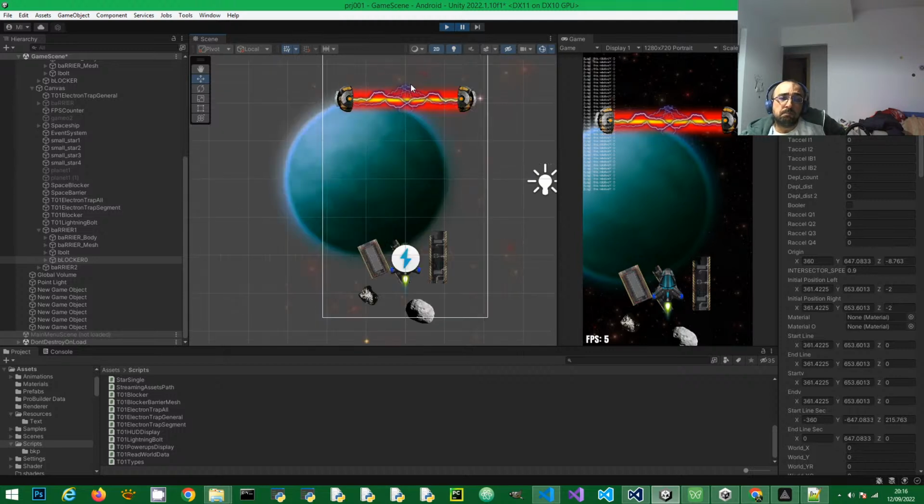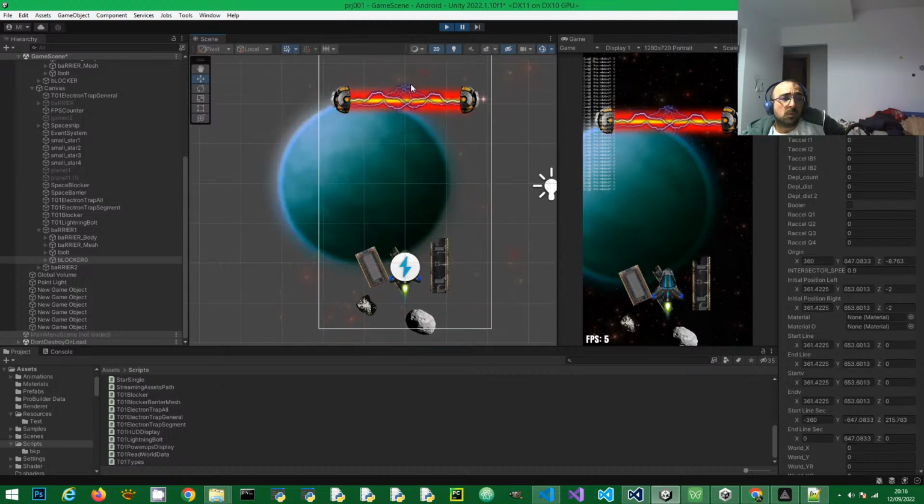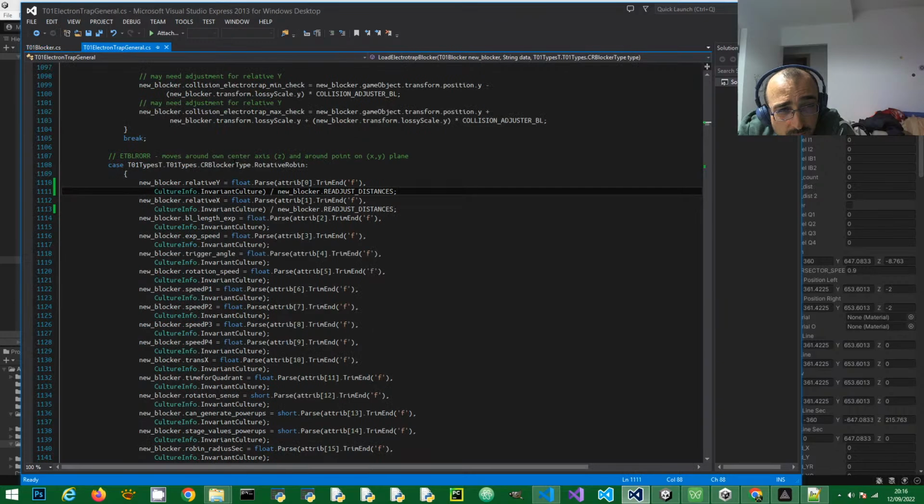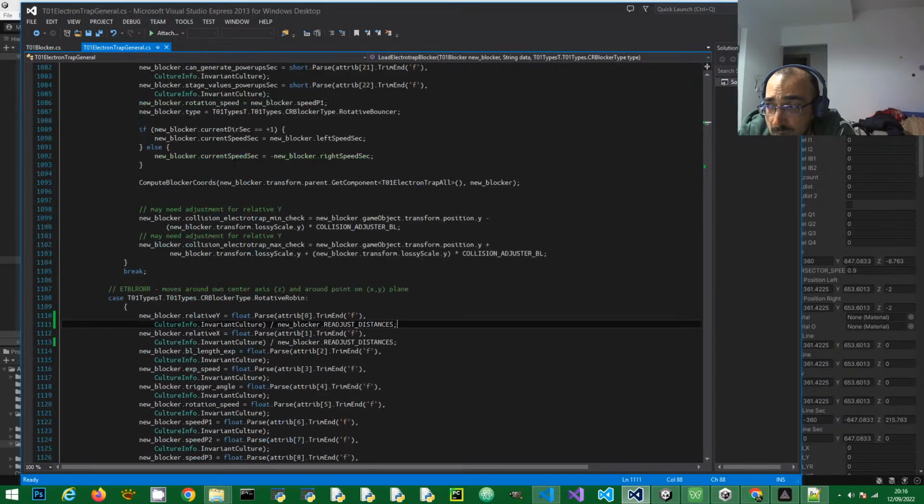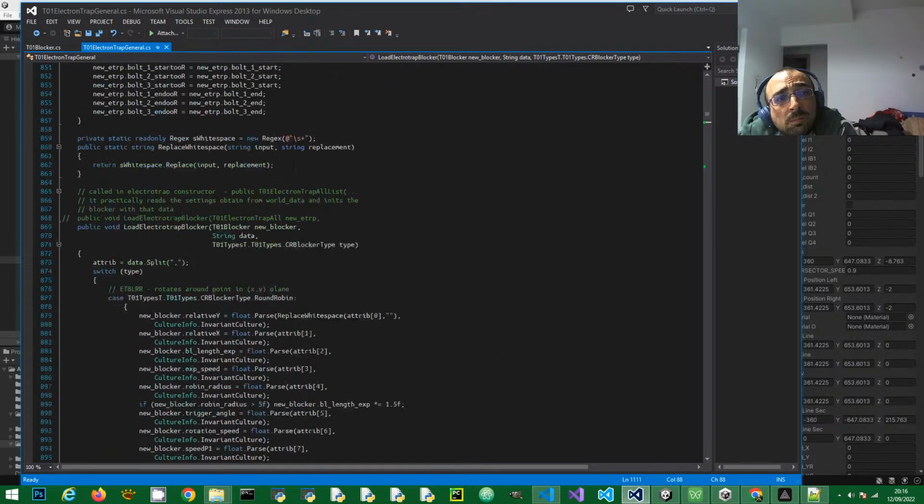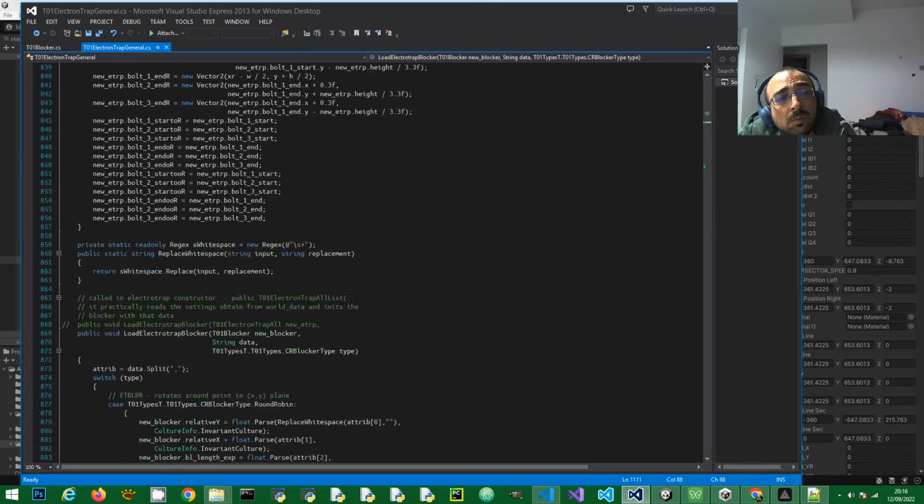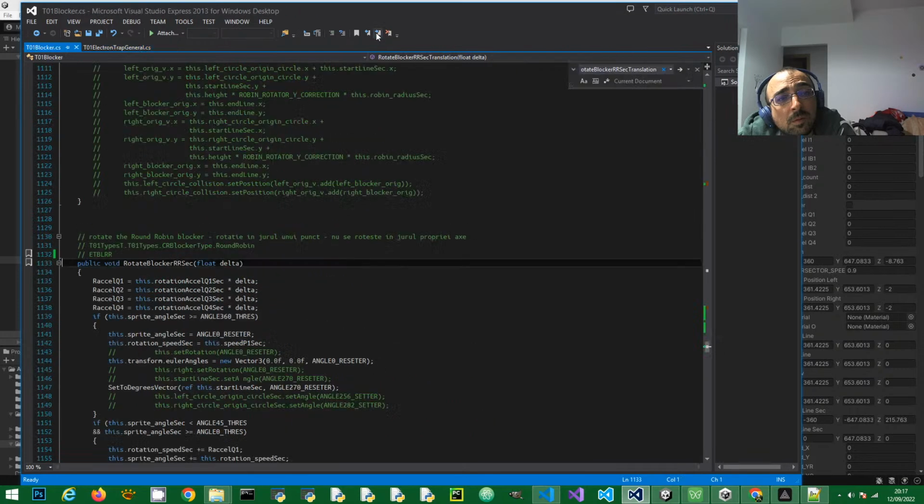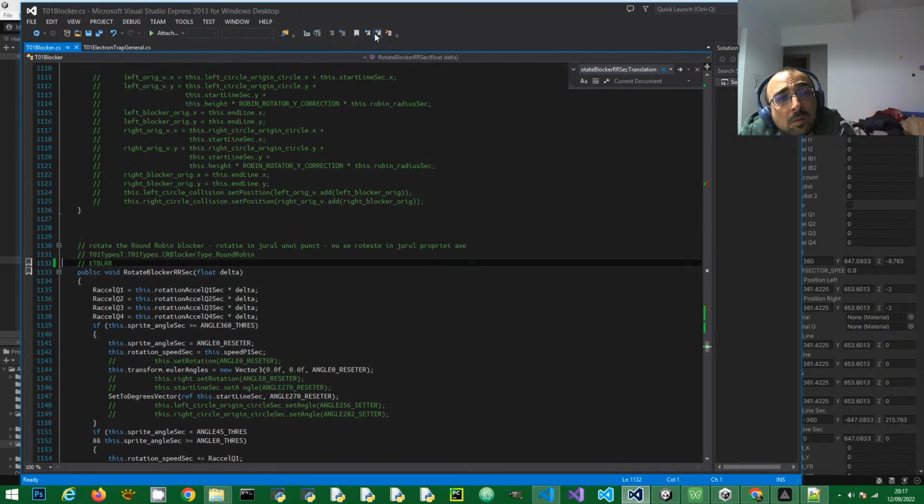So let's see, where do we set up its position? We set it up. Compute blocker codes. Load.